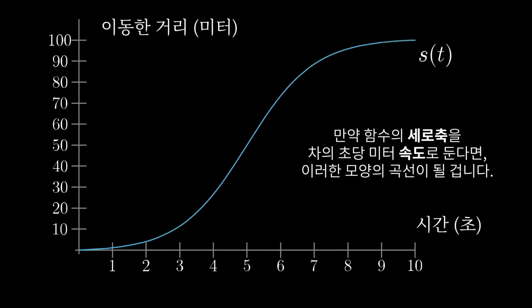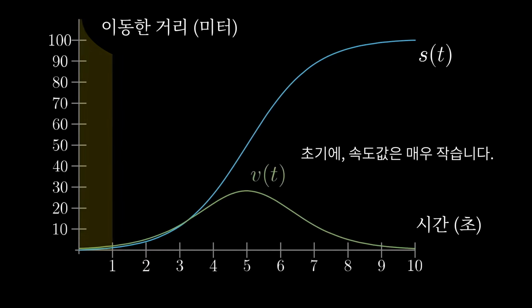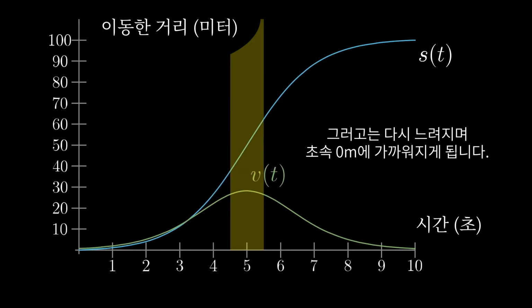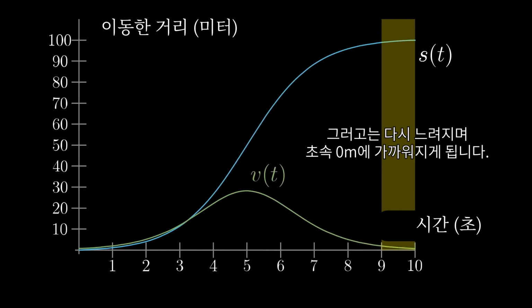And if we were to plot the car's velocity in meters per second as a function of time, it might look like this bump. At early times, the velocity is very small. Up to the middle of the journey, the car builds up to some maximum velocity, covering a relatively large distance each second. Then it slows back down towards a speed of 0.